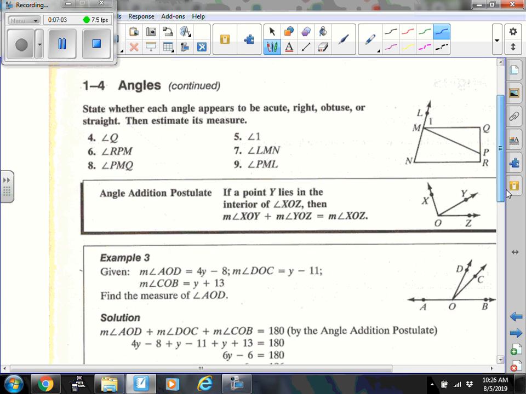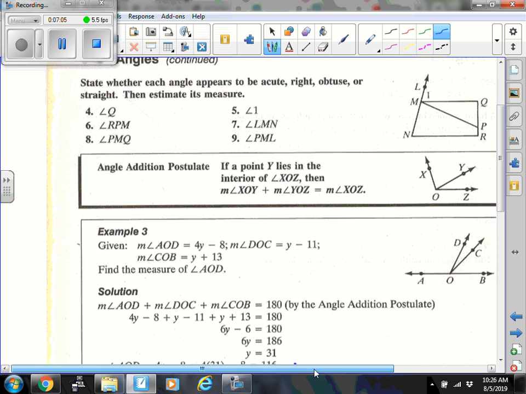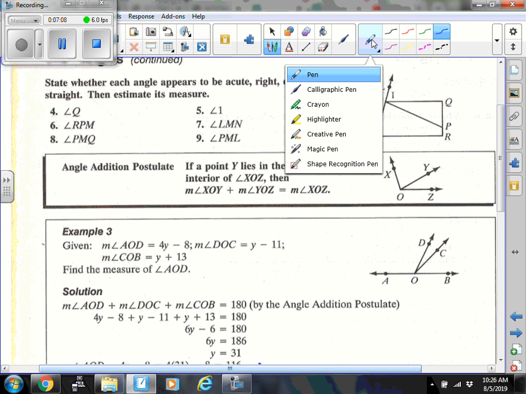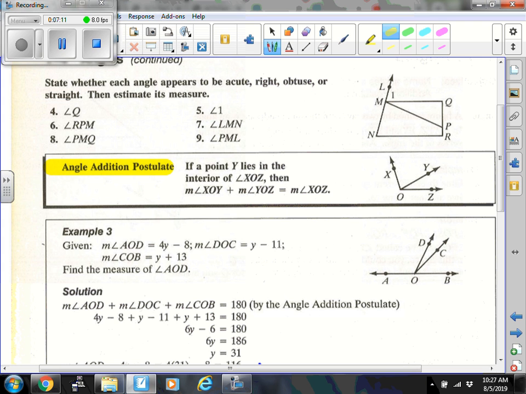On the next side, we have another rule or postulate. Again, these go on your flashcard. Angle addition postulate. Definition: if a point Y lies in the interior of angle XOZ, then the measure of angle XOY plus the measure of angle YOZ equals the measure of angle XOZ. A lot of letters. Okay, so let's go to the illustration. Again, this needs to be on the backside too.